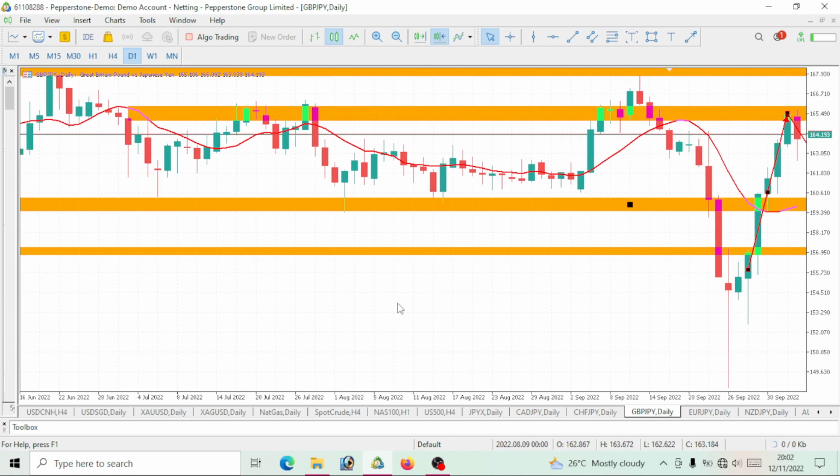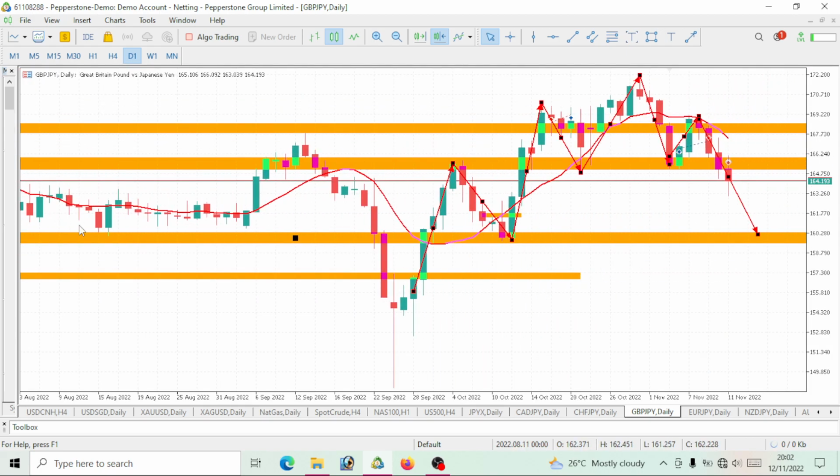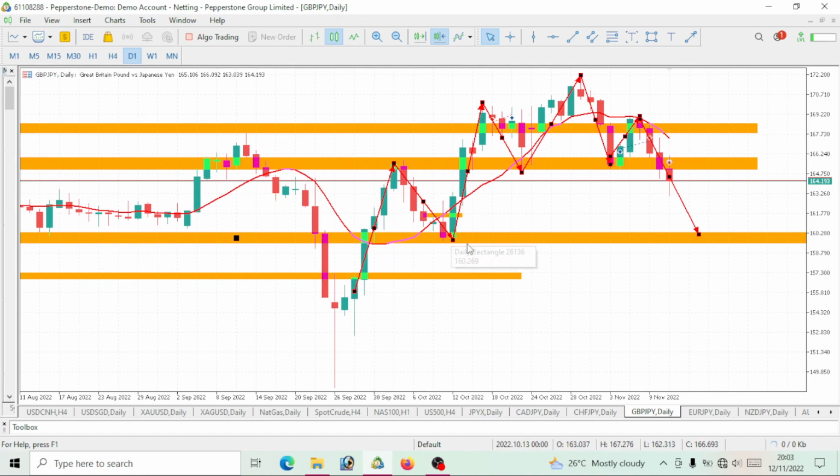We saw it here also rejected at this level here. Price pushed up. We saw it came to this level, pushed up. So price has reacted to this level multiple times previously. And we can see price has also reacted to this level, right? Previously. So definitely we are seeing this price drop. The next level we will see this price drop to is this same level price has been reacting to, which is a level of 160.